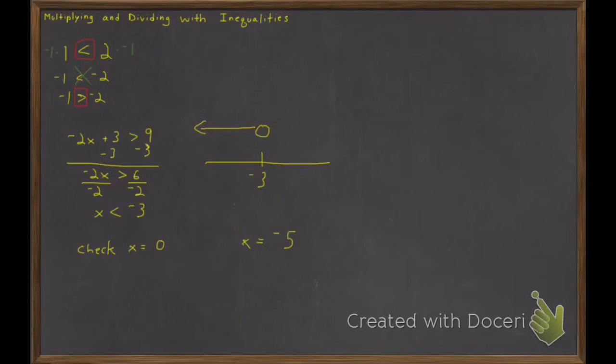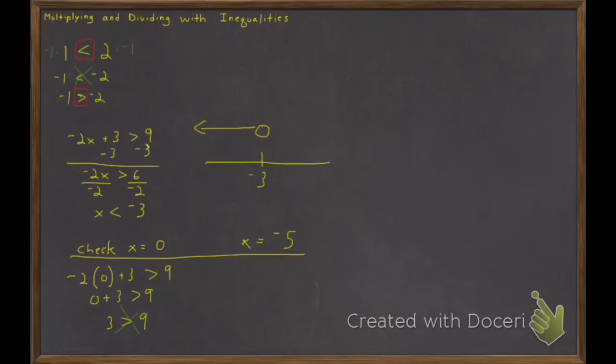So if we throw in 0 for x, we get -2 times 0 plus 3 is greater than 9. Now, is that true? Well, 0 plus 3 is greater than 9. Is 3 greater than 9? And we see that that is false. So we can see that one value outside of the solution is incorrect.